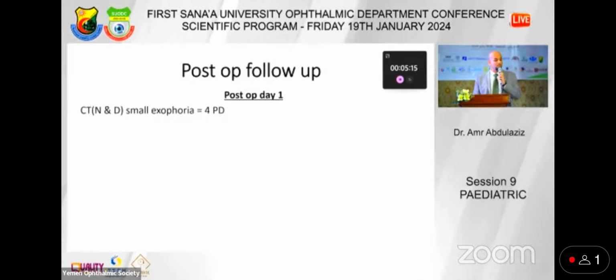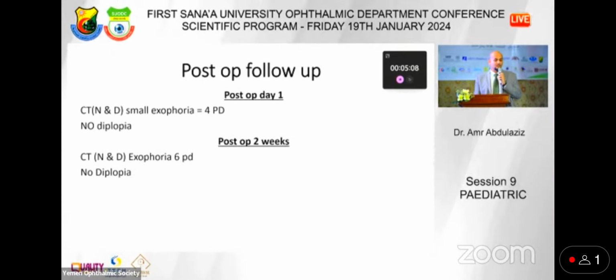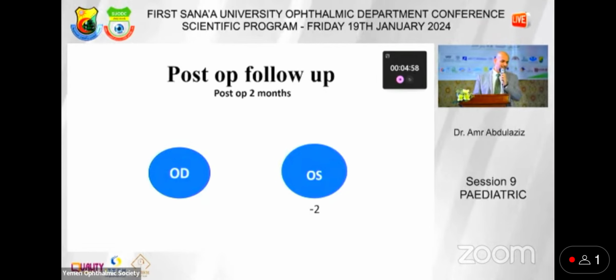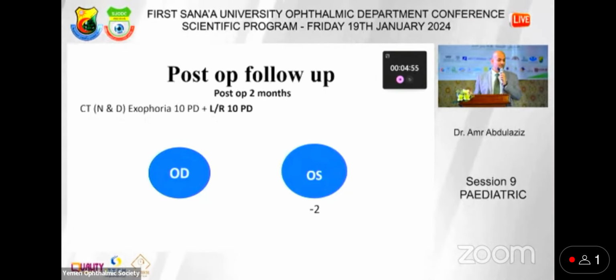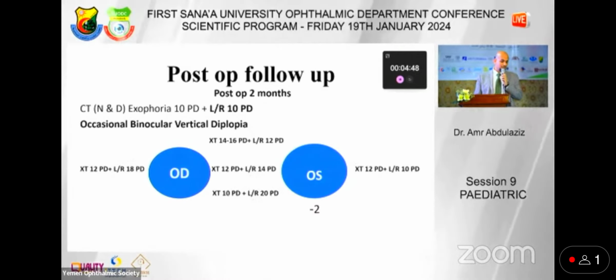Post-operative follow-up: post-op day 1, small exophoria, no diplopia. Post-op 2 weeks, small exophoria, no diplopia, happy patient, happy doctor. This is post-op 2 weeks. The patient is orthotropic, no problems. Then what happened? Post-op 2 months, the patient came with left hypertropia, 10 prism diopters, and occasional binocular vertical diplopia. Those are the measurements. And the patient also had left limitation of depression.